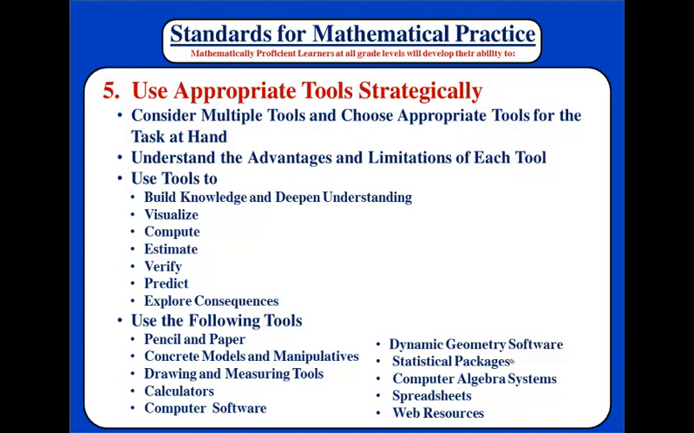Standard number 5 is to use appropriate tools strategically. So we want to consider multiple tools and choose the appropriate tools for the task at hand. Understand the advantages and limitations of each tool. So how do we use tools? Well, we want to use them to build knowledge and to deepen understanding, to visualize, to compute, to estimate, to verify, to predict, and to explore consequences.